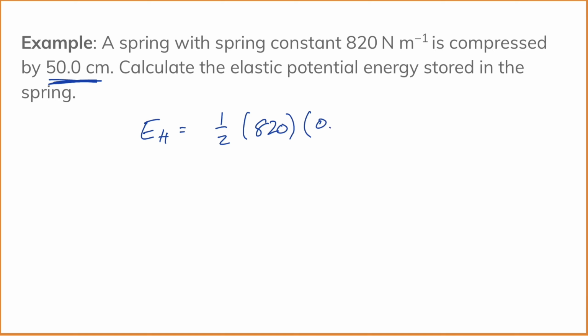In order to use the formula, we have E_H equals 1/2 k, which is 820 newtons per meter, times 0.5 meters squared. And that leads to a value of 102.5 joules. And so this is the amount of energy stored in that spring.